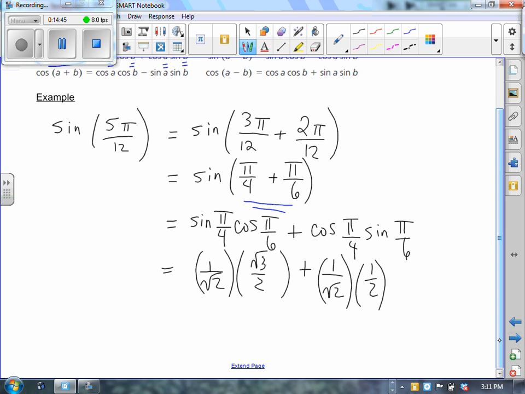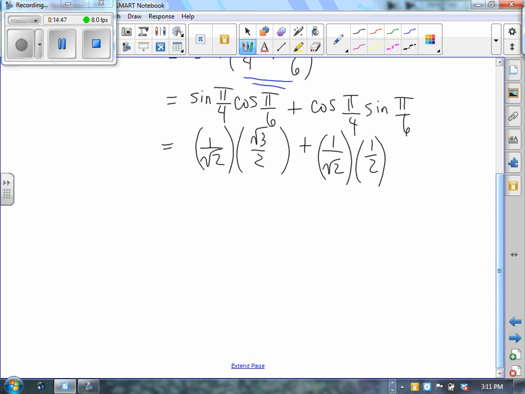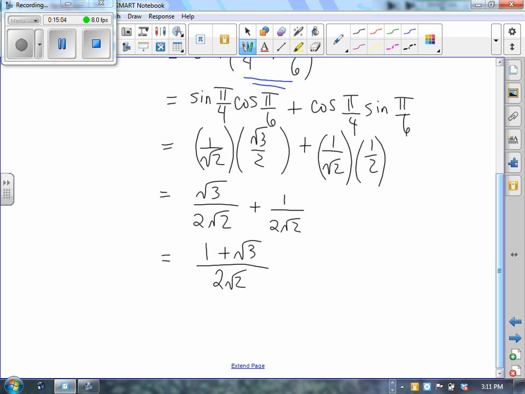So moving forward and simply doing a little bit of fraction work, we would have root 3 over 2 root 2 plus 1 over 2 root 2. Adding our numerators together, we have this answer here.